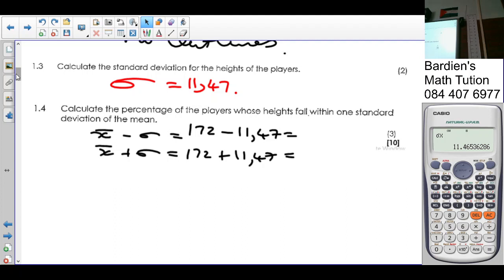That gives 160.53, and 183.47. Okay, so now we count how many values lie between those values.